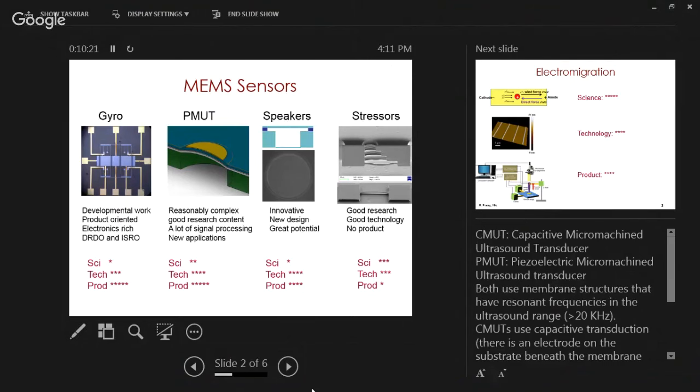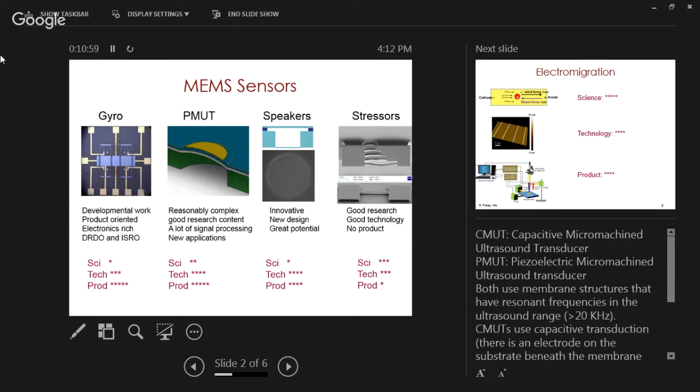And right now we are trying to create applications with these PMUTs, and there are lots of applications in fluid probing, in biological molecule probing, and also for imaging probes that are used in endoscopy or laparoscopic surgery. These devices are used in those kinds of things. So we are looking at integrating these PMUTs in those applications.